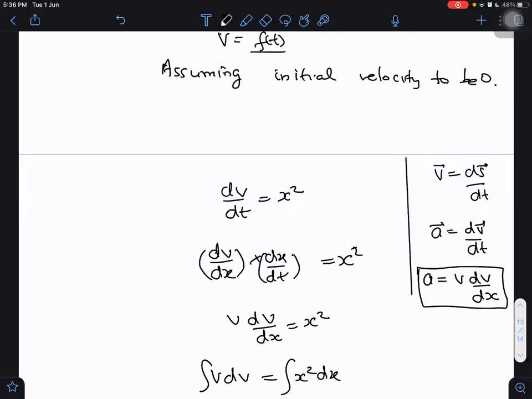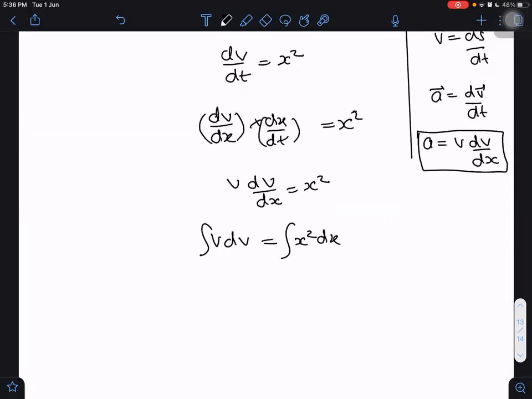Initially to be 0. Next, what it will be now? Take the limits 0 to v and 0 to x. Tell me what we would be getting then. V square by 2 equal to x cube by 3, with limits 0 to v and 0 to x.